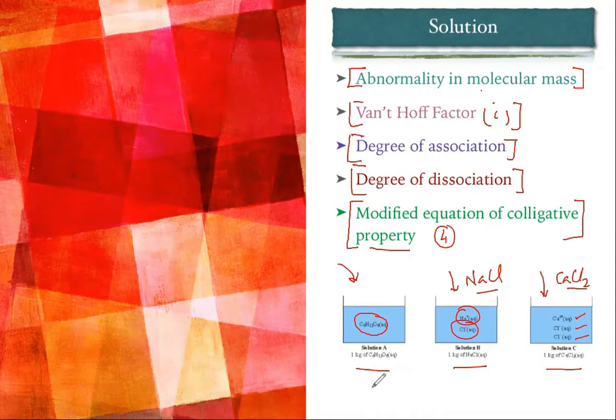Okay, so what is the observation? The observation is, these 3 solute particles behave differently in the solution. So that creates the abnormality in the molecular mass. So in the further slides, we are going to discuss, due to this abnormality, what are the changes in the colligative properties. So a lot to know in this lecture. Without a doubt, let's start.